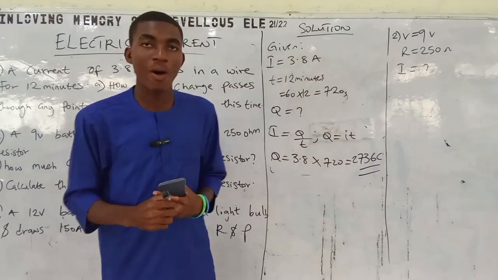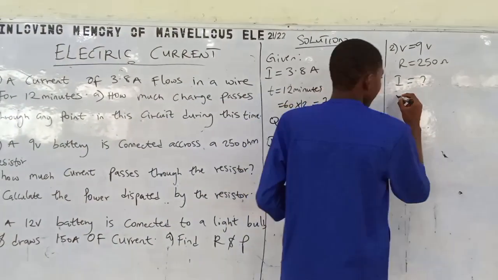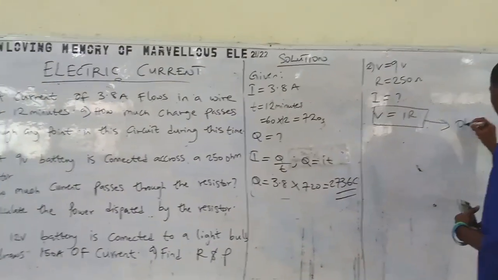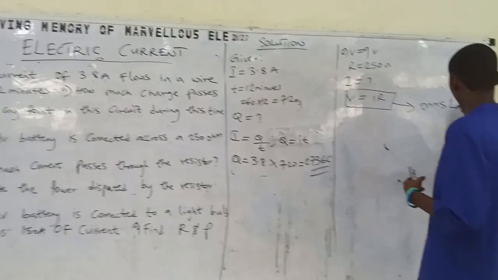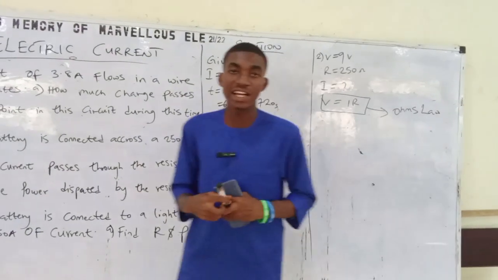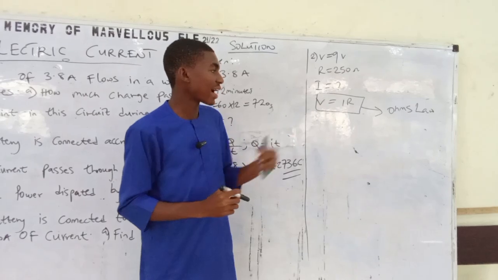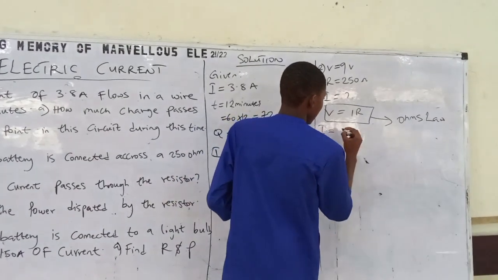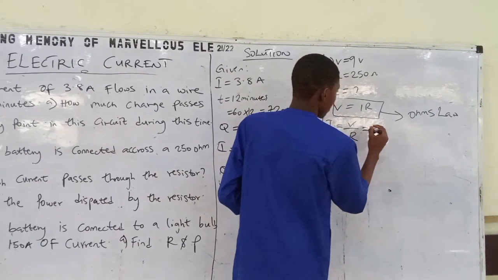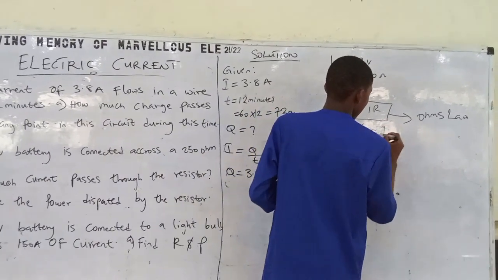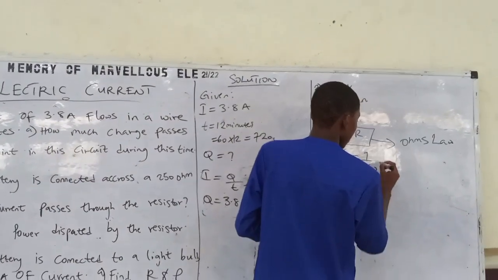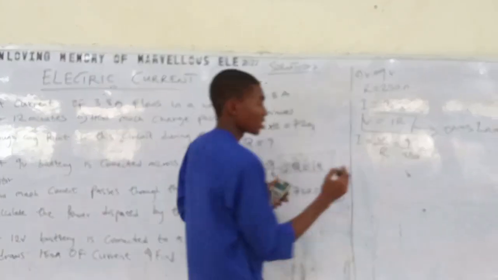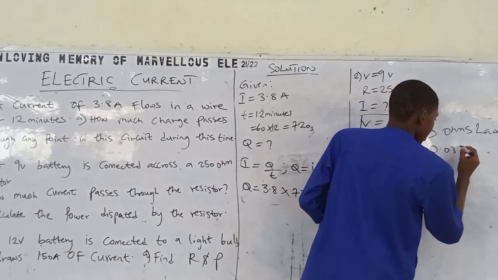And remember, from Ohm's law, we said V equals I R. From the formula we generated earlier, V equals I R. Now, let's make I the subject of the formula. You can see I now equals V over R, which equals 9 over 250. So our I finally is 9 divided by 250, which is 0.036 ampere.